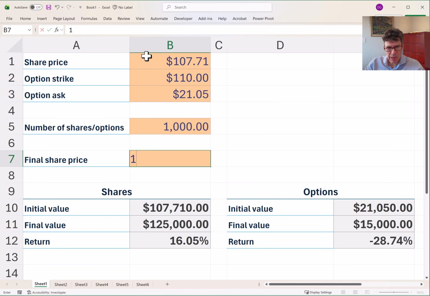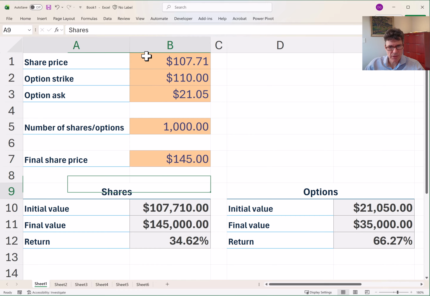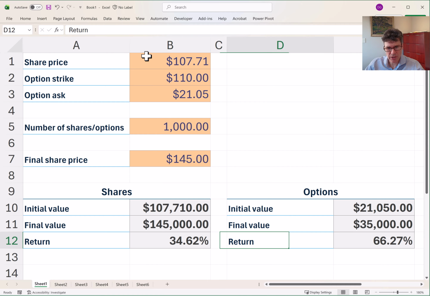If the share price goes to 145, you can see the $107,710 goes to $145,000, a return of 34.62%, or so. And for the options, they go from $21,050 to $35,000, a return of 66.27%.